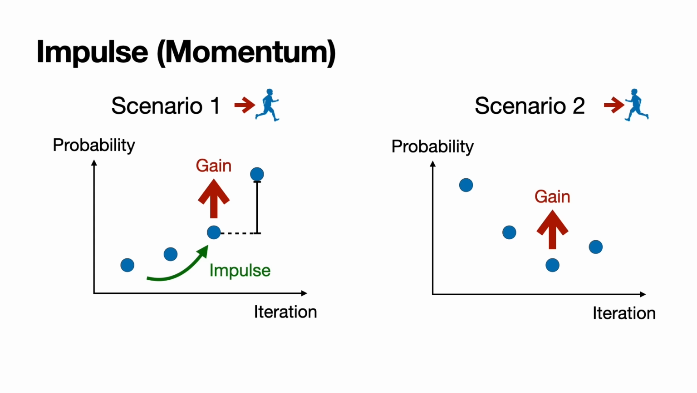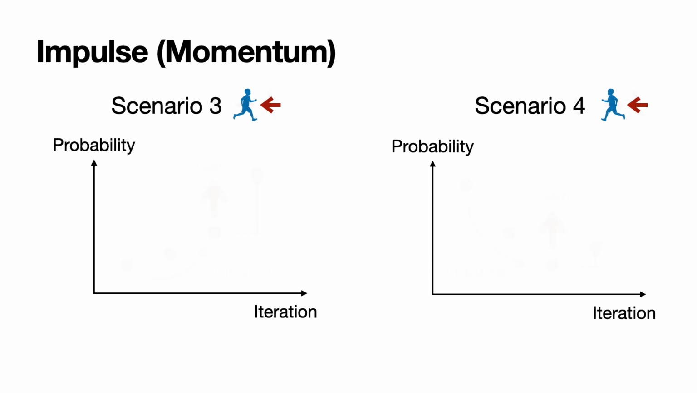In the case on the right, the impulse is going down, and the gain is a force that pushes it in the other direction, so it doesn't increase that much. We also have two other scenarios, which I'm going to tell you quickly because I know you can imagine what's happening.